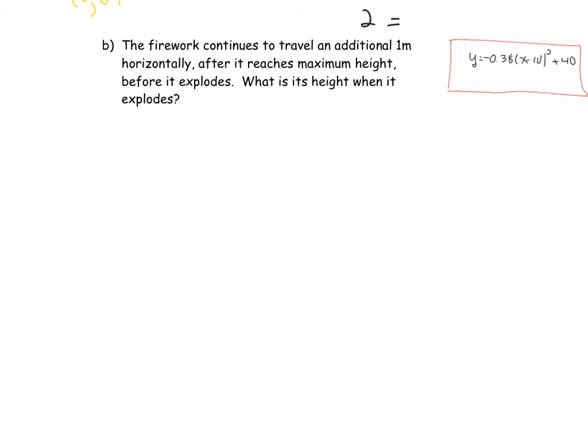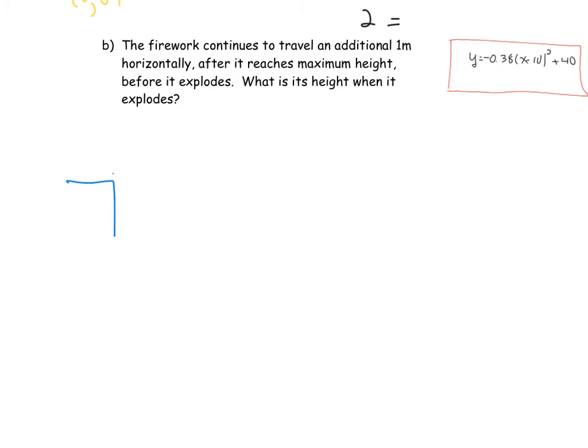So let's examine part B of this question. It says, the firework continues to travel an additional 1 meter horizontally after it reaches its maximum height and before it explodes. What is the height when it explodes? I didn't keep my picture here, so I'm going to quickly create another diagram of that situation so that I can record it.